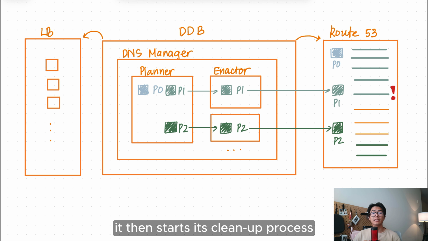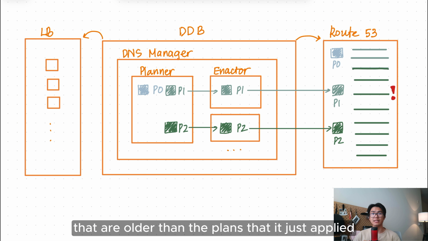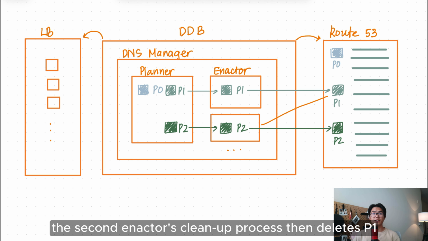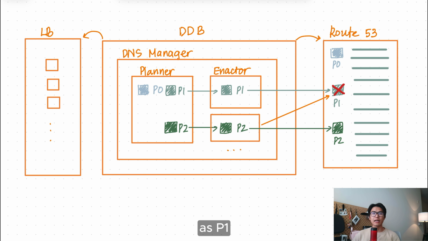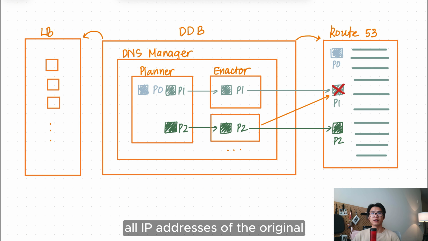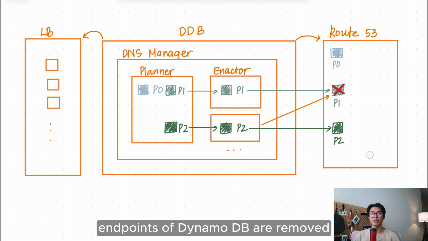It then starts its cleanup process, which identifies and deletes plans that are older than the plan it just applied. At the exact same time, the first enactor, which had been unusually delayed, applies P1 to the endpoints, overwriting P2. The second enactor's cleanup process then deletes P1 because it's older than P2. As P1, the one and only active plan in Route 53, is deleted, all IP addresses of the regional endpoint of DynamoDB are removed.